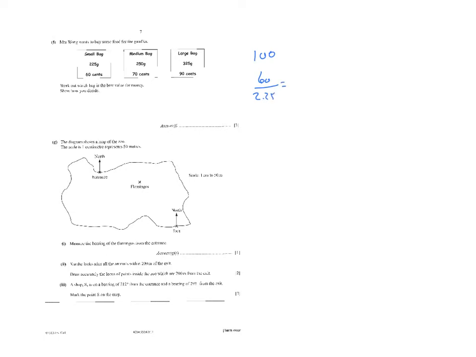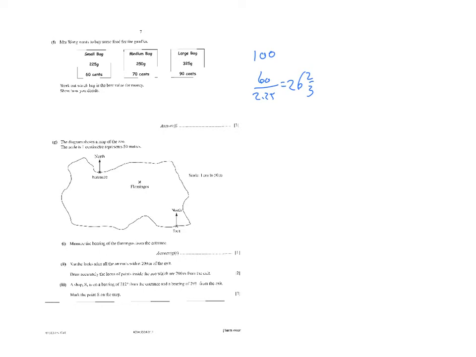Do we understand why? While I work it out, 60 divided by 2.25 equals 26.7 for every 100 grams. And why do I divide it by 2.25? Because 225 divided by 2.25 is 100 grams. So for every 100 grams in the small bag, you will pay 26.7, if you like, cents.